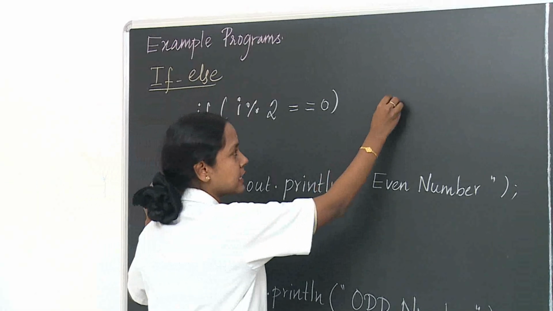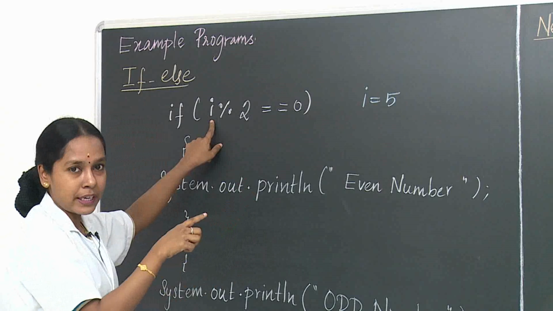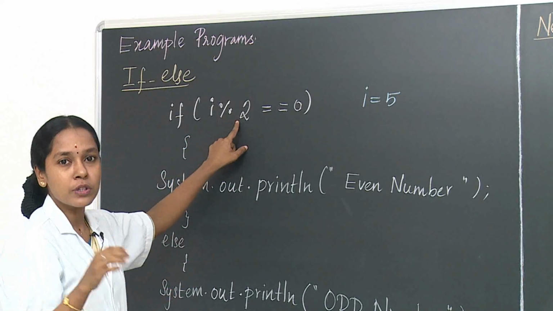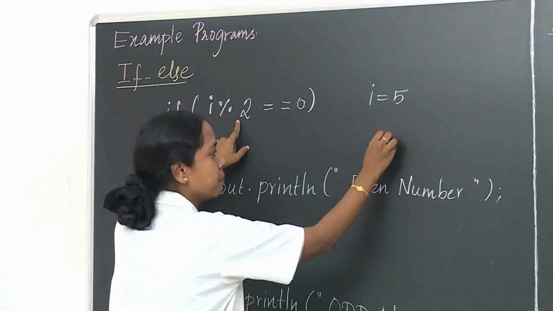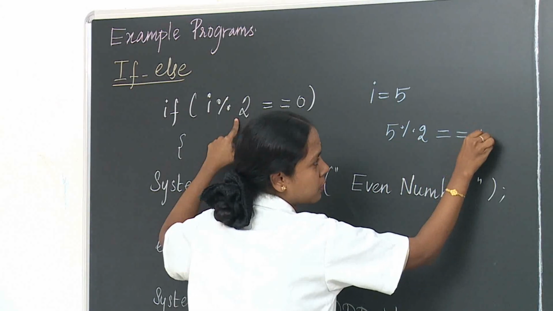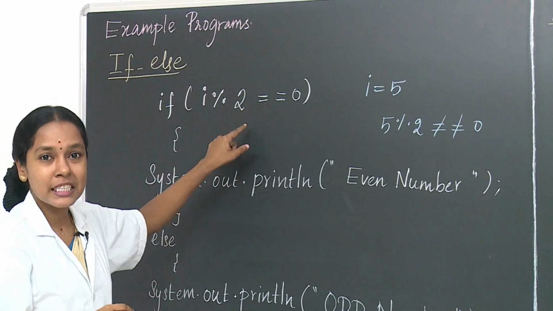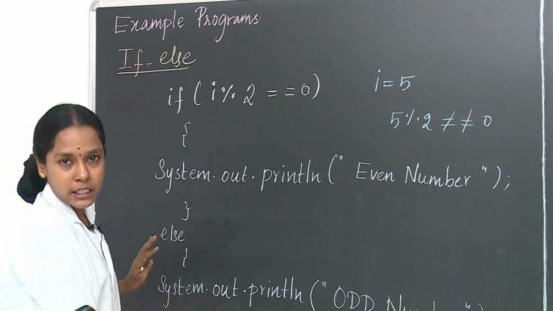So consider the example I equal to 5. So what is I? I is 5. So is 5 modulus 2 equal to 0? 5 modulus 2 is not equal to 0. So since it is not equal to 0, it will execute the else block.